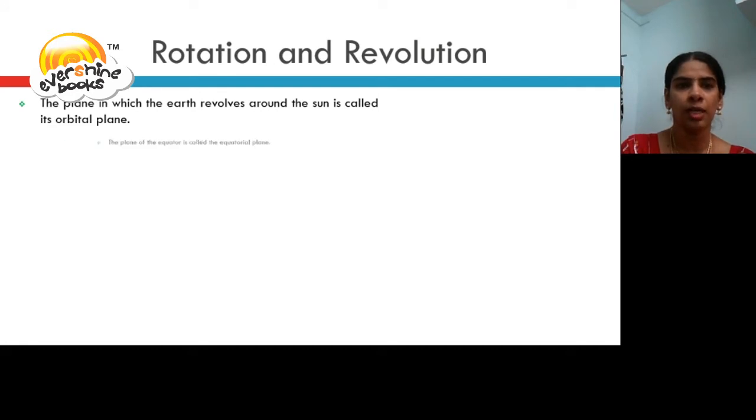Let us learn about rotation and revolution. The plane in which the earth revolves round the sun is called its orbital plane. The plane of the equator is called the equatorial plane.